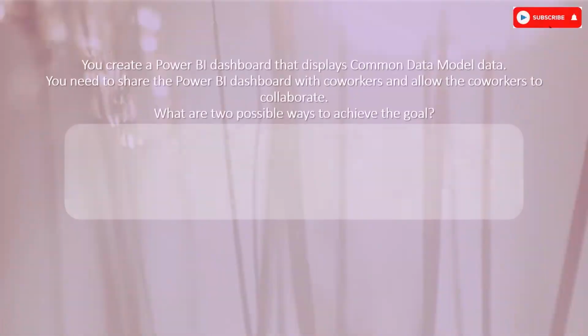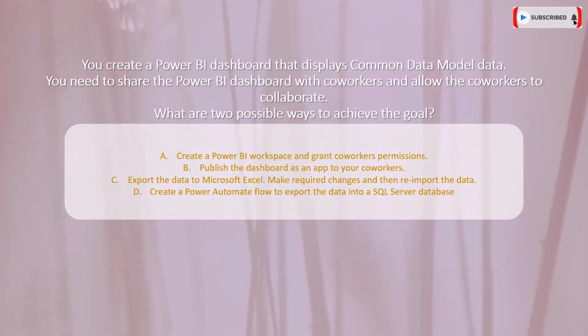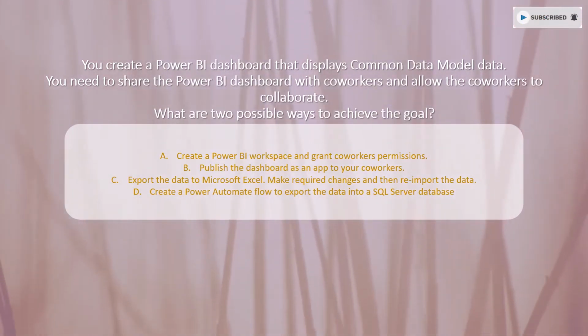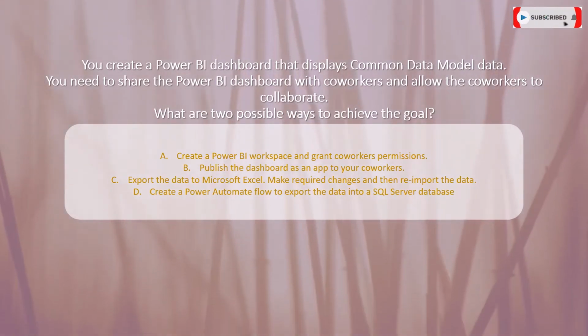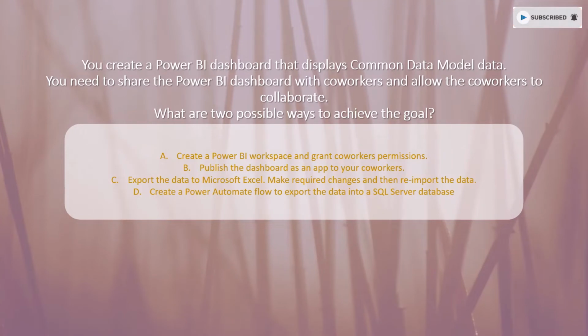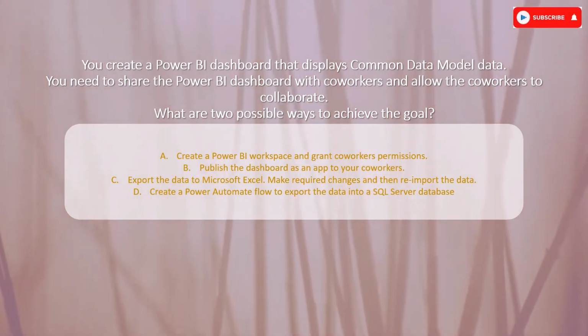You create a Power BI dashboard that displays Common Data Model data. You need to share the Power BI dashboard with coworkers and allow the coworkers to collaborate. What are 2 possible ways to achieve the goal? A. Create a Power BI workspace and grant coworkers permissions. B. Publish the dashboard as an app to your coworkers.